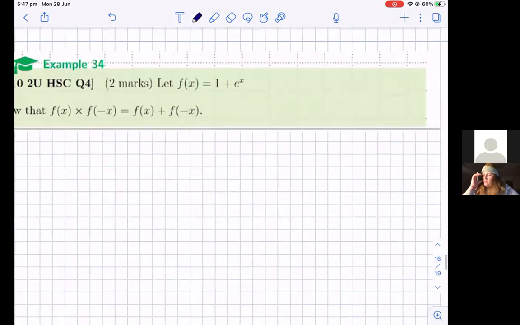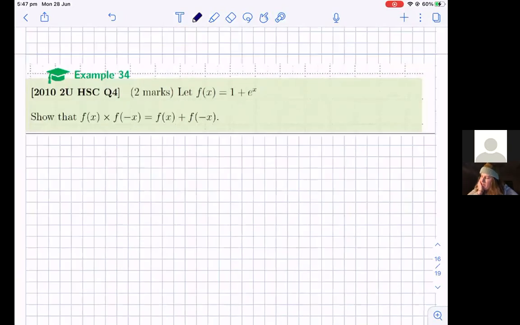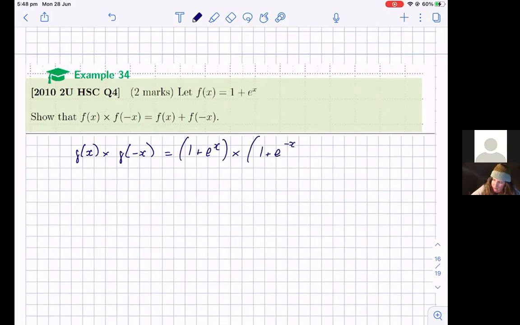Okay, this one, let f of x be that. Show that f of x times f of negative x, and so on. Okay, f of x times f of negative x is 1 plus e to the x times 1 plus e to the minus x, which, expanding those brackets, gives us 1 plus e to the minus x plus e to the x plus e to the x times e to the minus x, which gives us 2 plus e to the minus x plus e to the x.